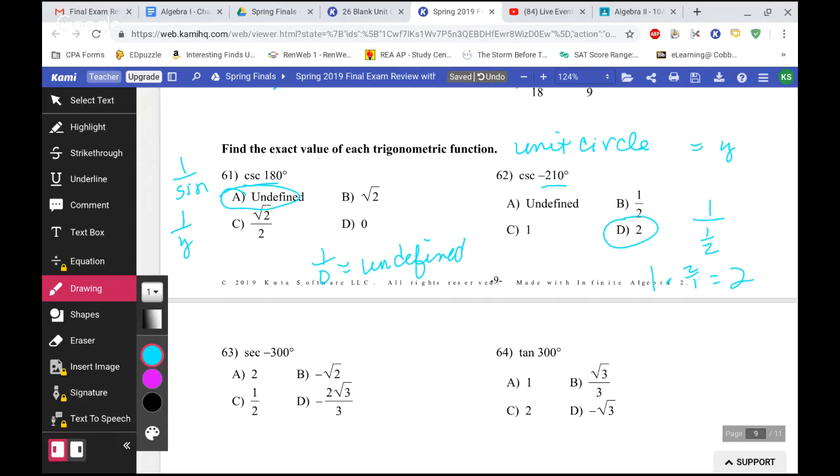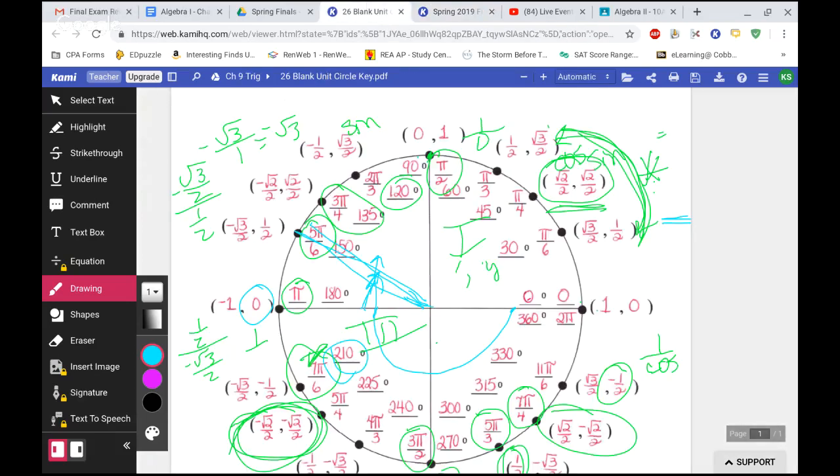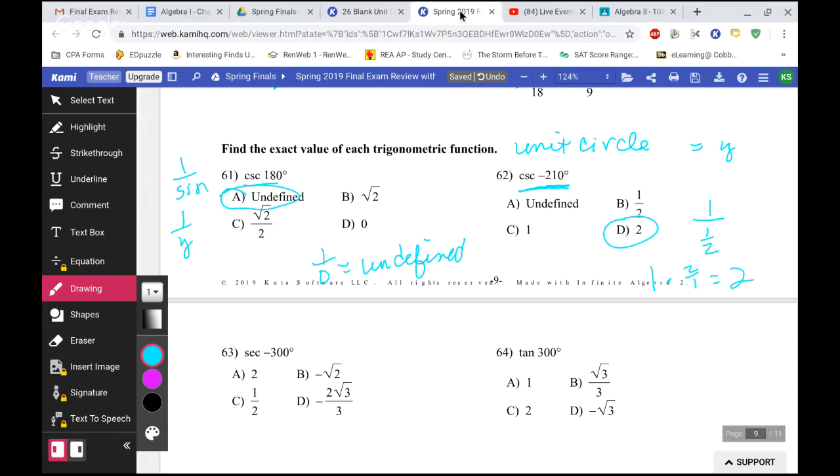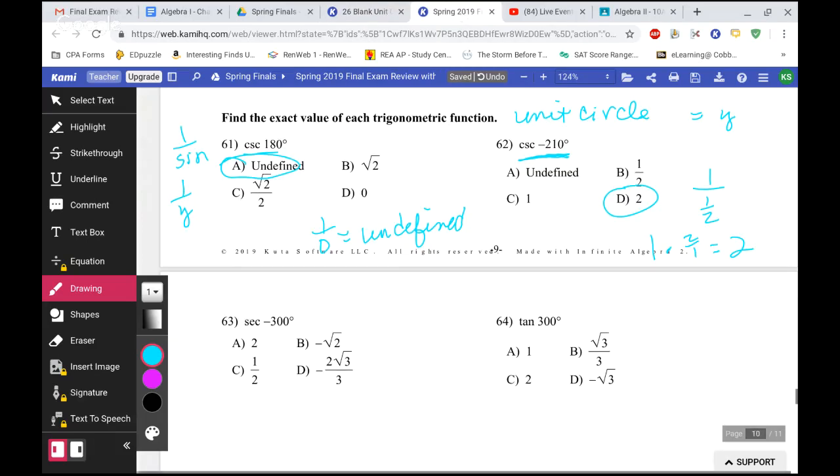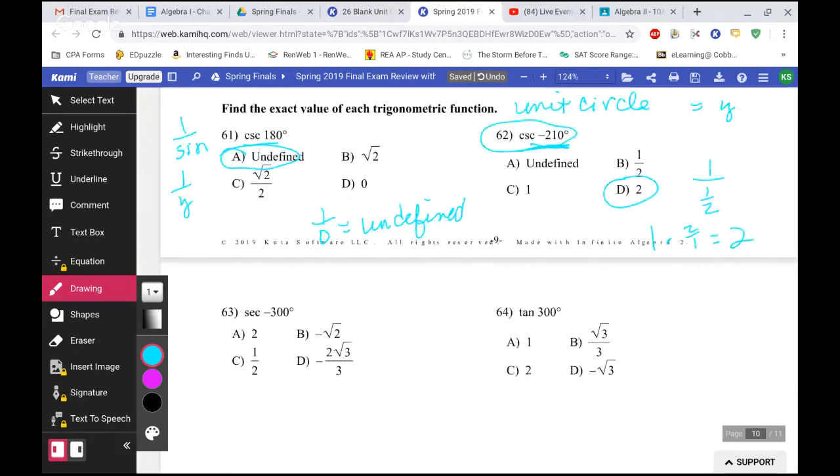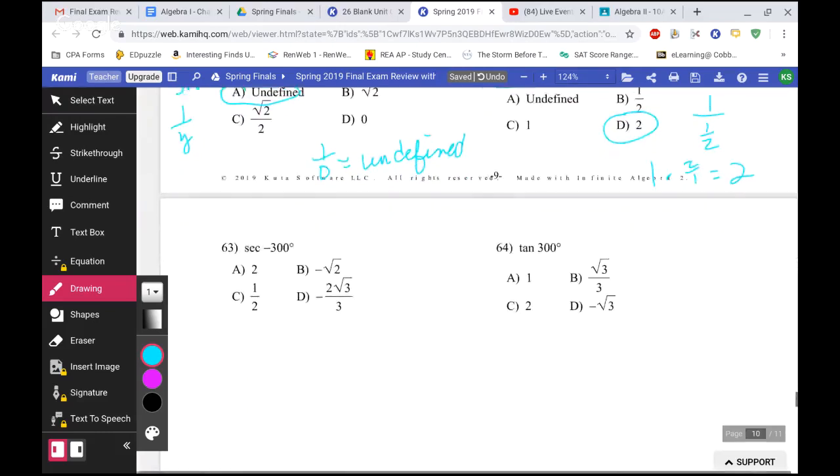But the key here on this one was the fact that this was negative. So you have to start at the 360 mark and go clockwise versus counterclockwise. You would not want to go to the 210 mark and use that, because that's going to give you a negative y. Make sure that you're reading whether this is negative or positive.